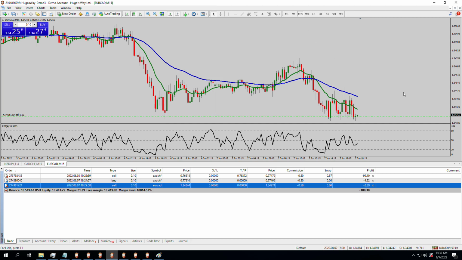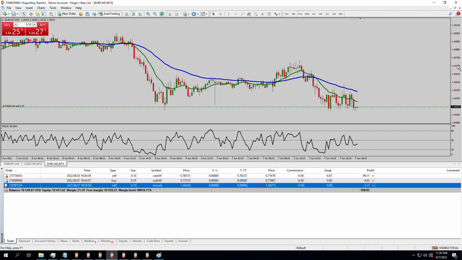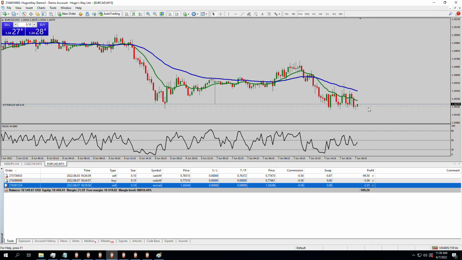So let's stay here on the 15 minute and let's actually set a take profit. Since this is a sell trade, I'm going to drag the entry line down and let's see what it would be right there. It's a very small profit, $6.53. I'm going to go ahead and leave it there.